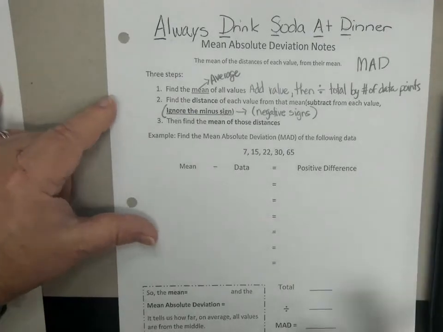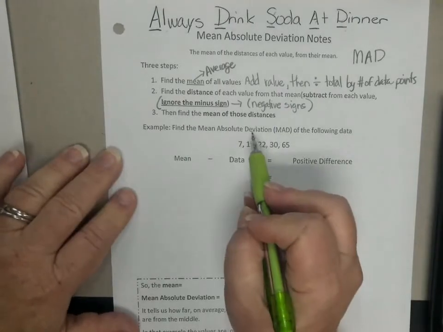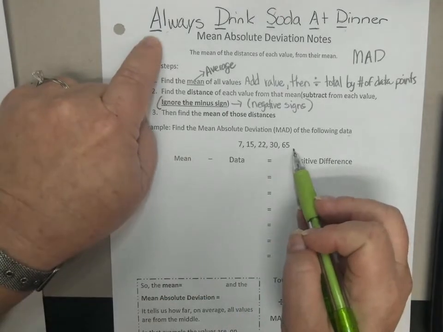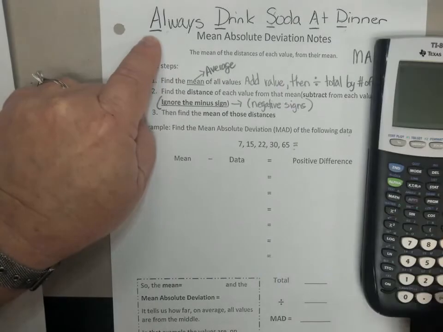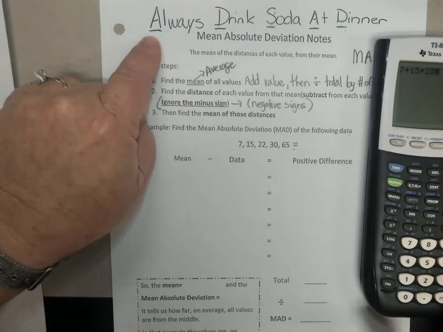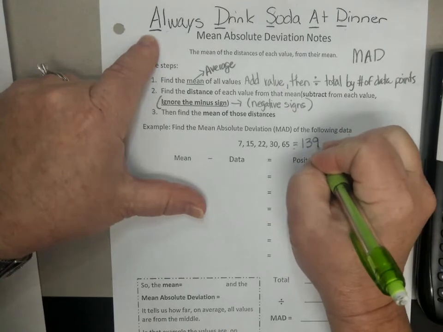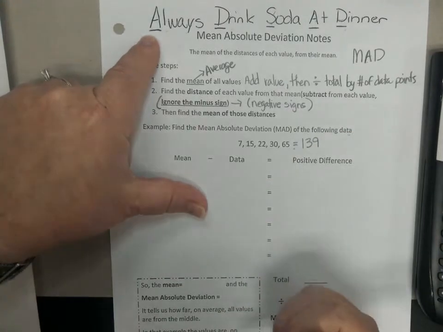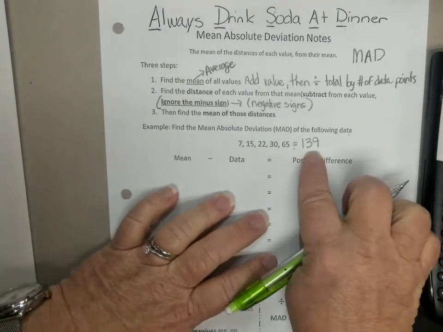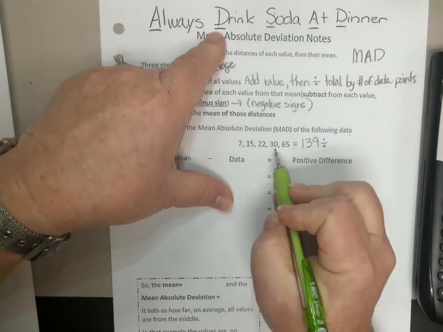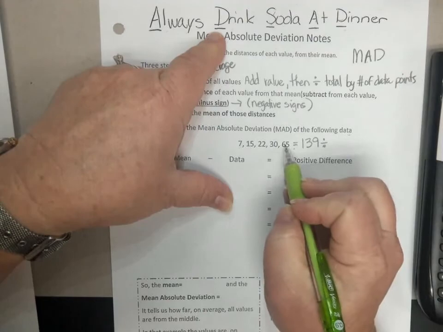So here we go. I'm going to show you how to do this. First thing, find the mean absolute deviation of the following data points. We're going to do add. So I'm going to add 7 plus 15 plus 22 plus 30 plus 65. Please be doing this with me. And we find that that equals 139. Now you should be very familiar with how to find the mean or the average of a set of data points. We then divide, that's the D for drink, by how many: 1, 2, 3, 4, 5 data points we have.